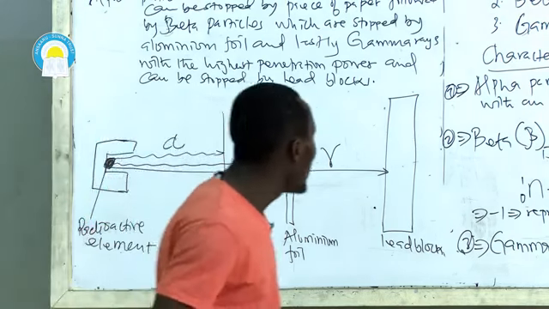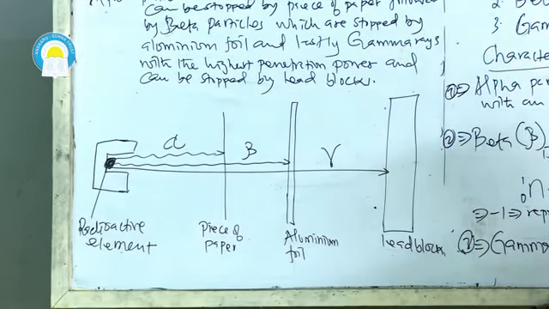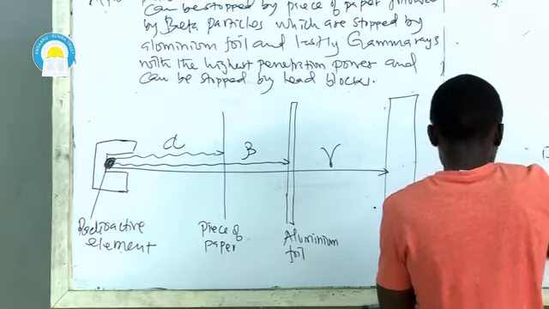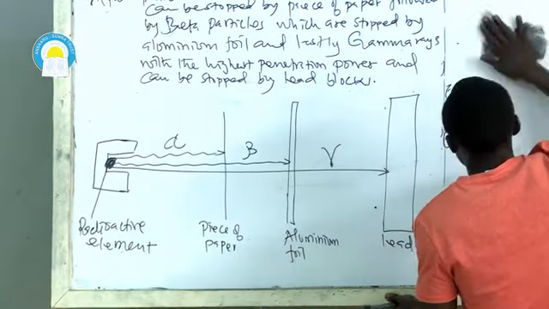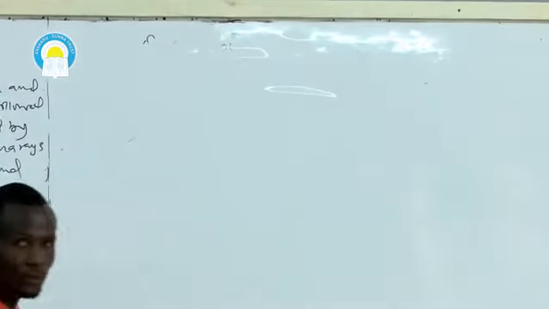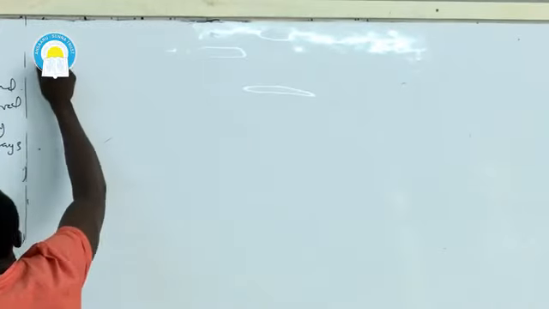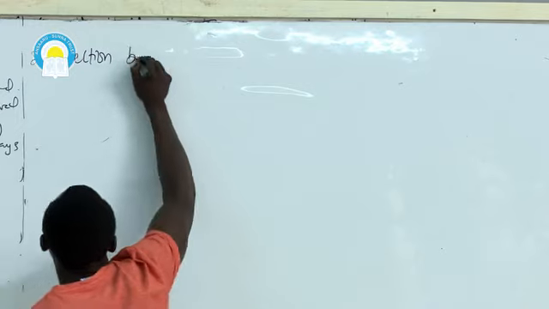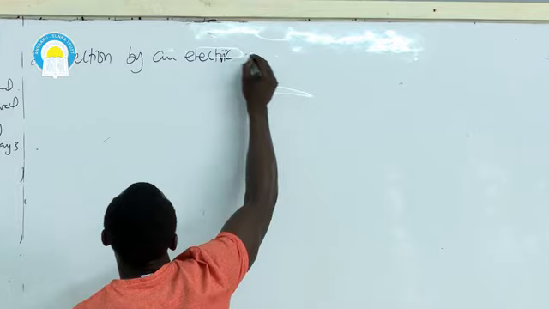Then the second one is deflection by an electric field. Deflection by an electric field as the second property of the radiation.